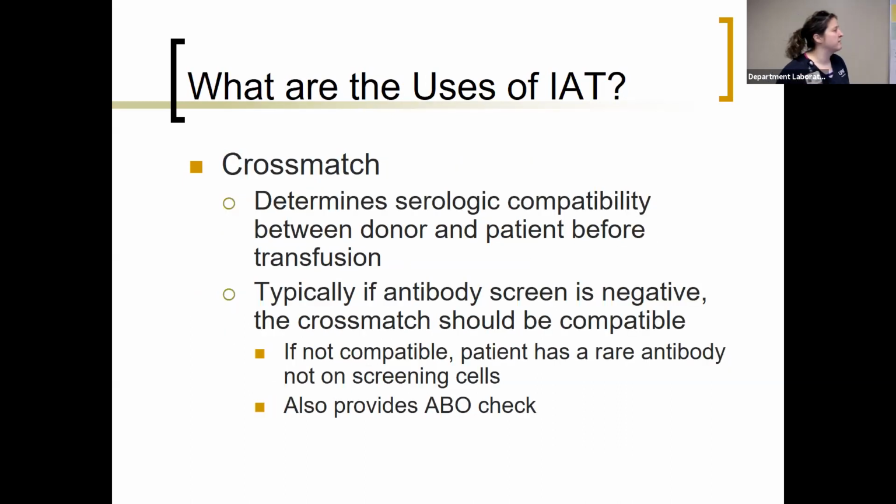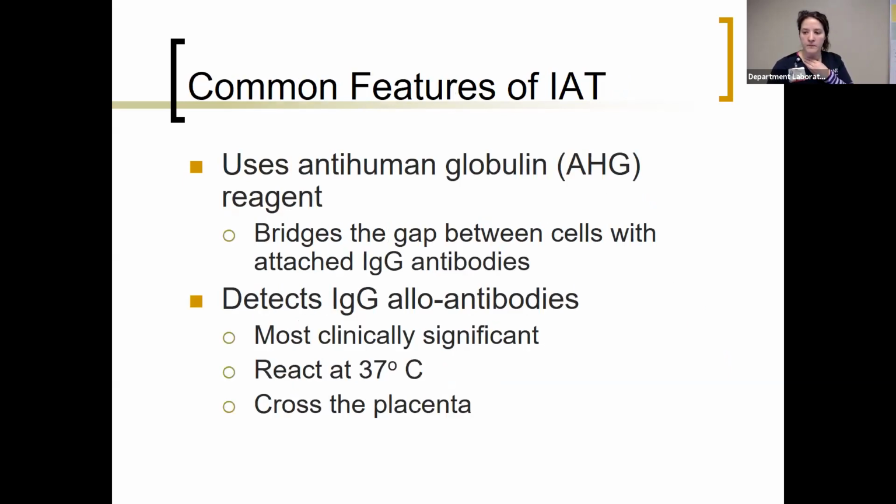And we will talk extensively more about cross-matching and compatibility. So you guys don't have to know that whole process right now, just that it does involve the IAT procedure as well. And again, it does use anti-human globulin. Remember, AHG is used both in the DAT and the IAT. And again, it's just bridging the gap. It's encouraging the visualization of agglutination with those IgG because of its size.